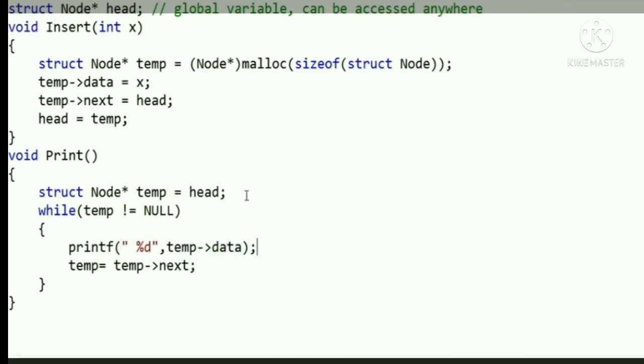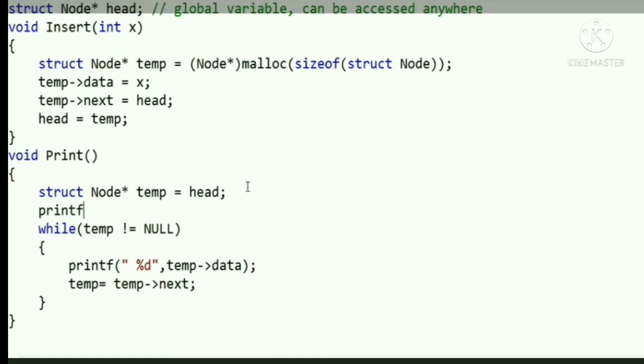Now I'll write two more prints, one before this while loop and one after this while loop, to print an end of line.